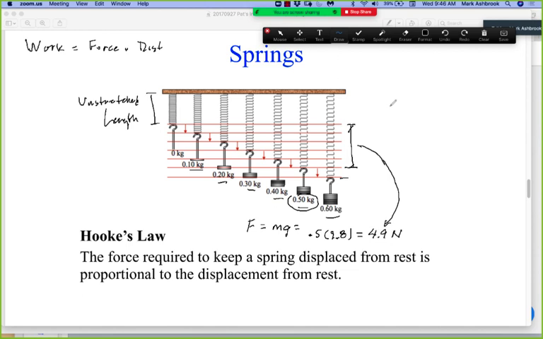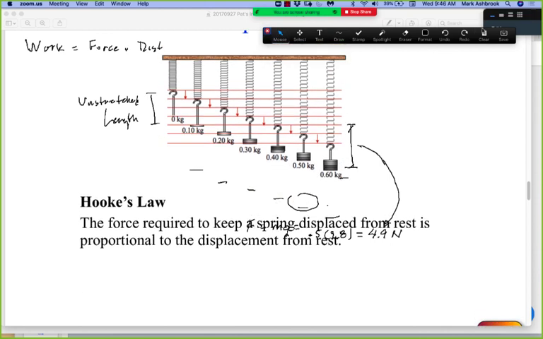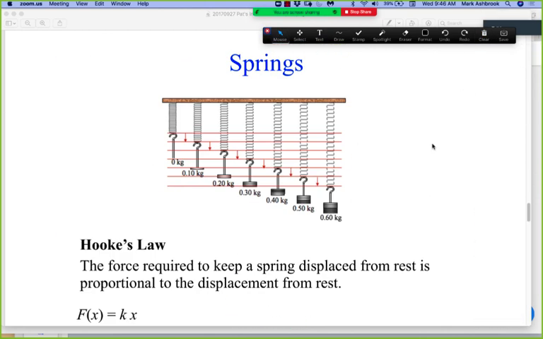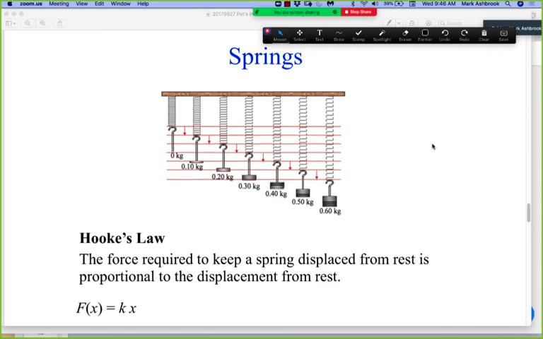Okay, and then another thing that we want to. All right. So the relationship of force required to the distance that you stretch it is called Hooke's law. It says that the force required to keep a spring displaced from rest is proportional to the displacement from rest. So the amount of force required is proportional to how far you stretch it. The further you stretch it, the more force is required to continue stretching it.